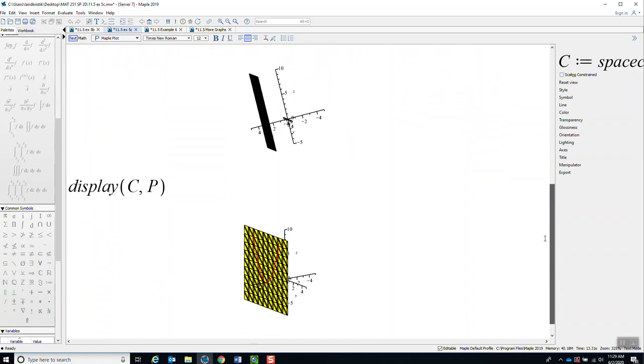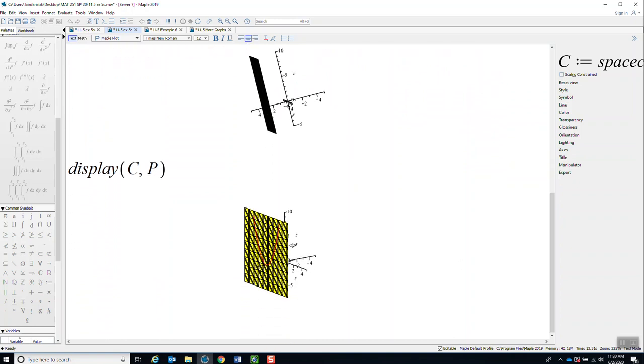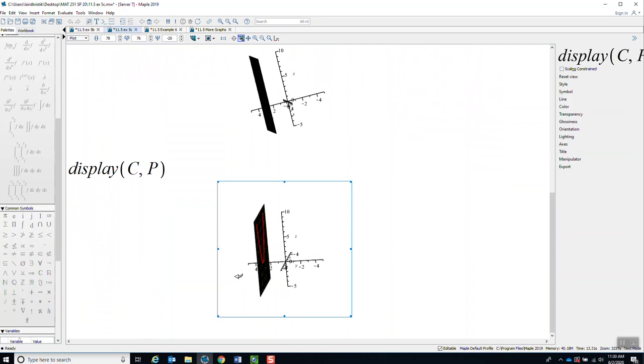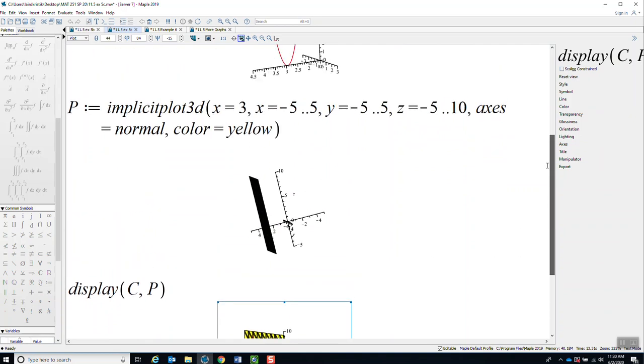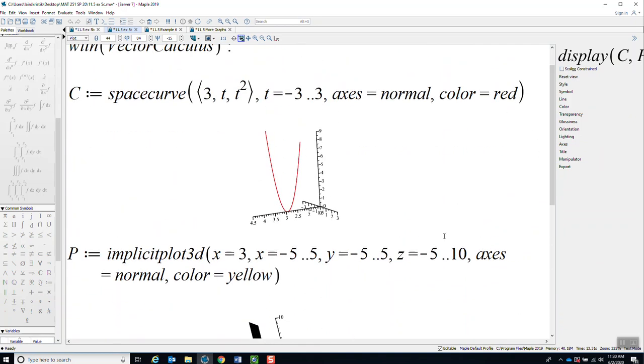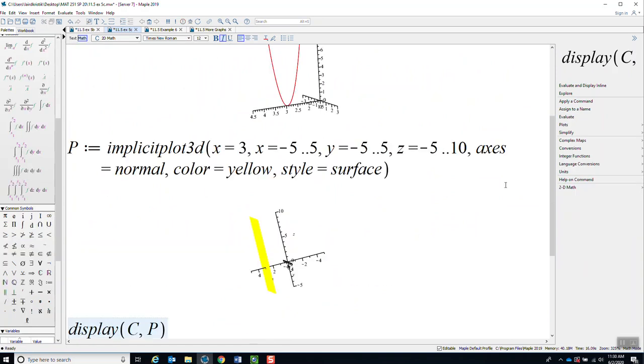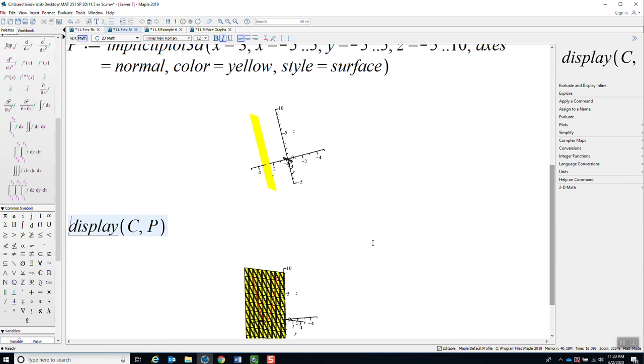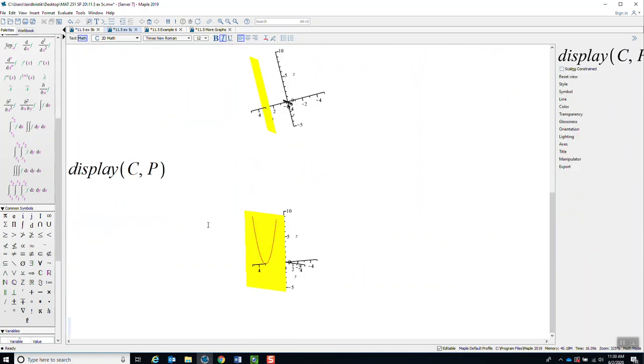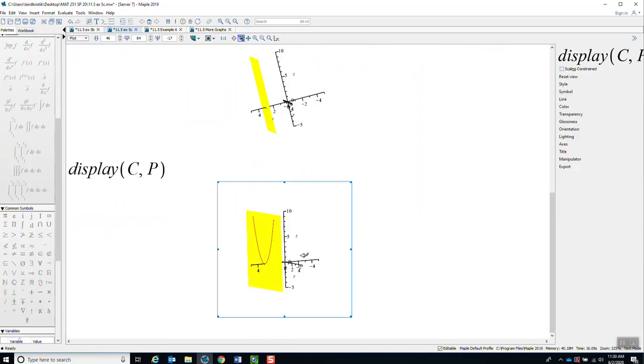And then I display both C and P together. And there we go. You can see I forgot to put the surface in there. Let me do that. All those extra lines are distracting. In my plane, let me set the style to surface. There, now I won't have all those contour lines in there. And I'll have to execute my display again. There, that got rid of all those extra lines. And I can clearly see that that parabola lies completely within the plane, x equals 3.